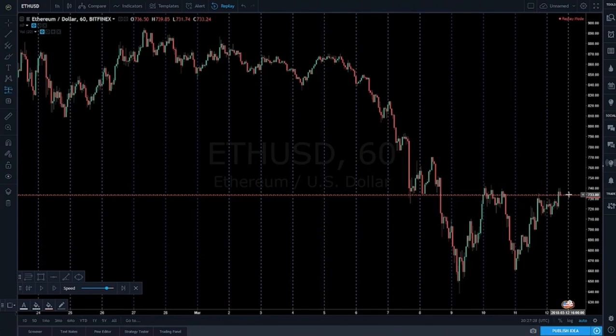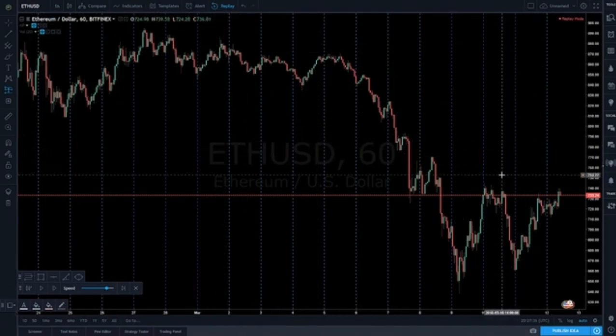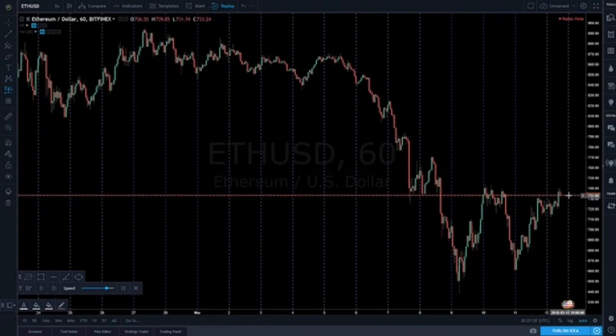Keep in mind, when you're doing your analysis, you need to stay on the same time frame if you are in the replay mode feature. Otherwise, it is going to fast forward you over to the most recent price action.